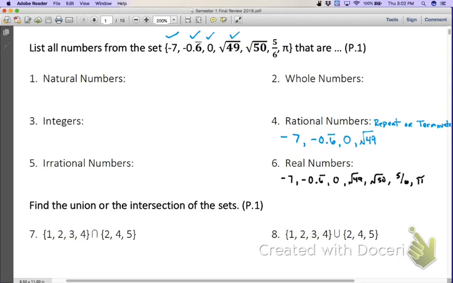Now, the square root of 50. Okay, I'll give you a hint. Anything that is not a perfect square under the radical will be irrational. If it's not like the square root of 49, the square root of 81, the square root of 225, whatever, then it's going to be irrational. So I'm going to have the square root of 50 in my irrational list.